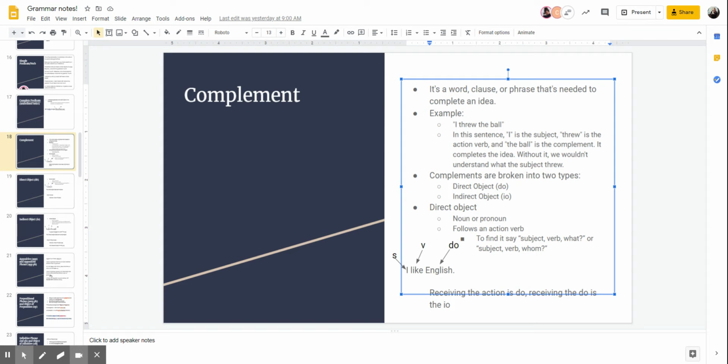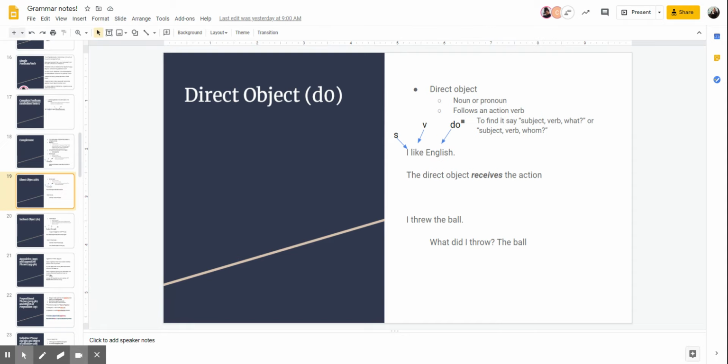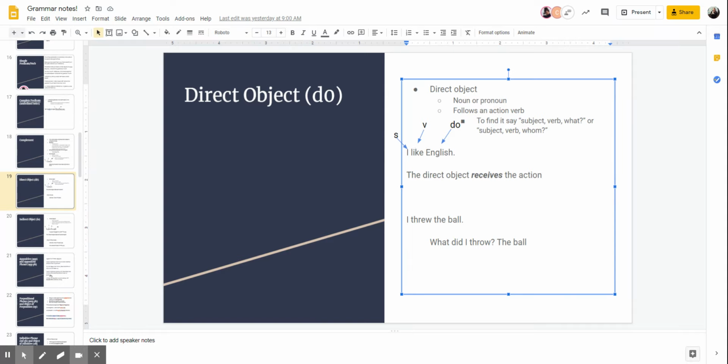A direct object is a noun or a pronoun. It follows an action verb, and you find it by saying subject, verb, what, or subject, verb, whom. So, I like English. The direct object receives the action. What receives the like? English. I like what? English. I threw what? The ball. The ball is my direct object, because it receives the action of throwing.